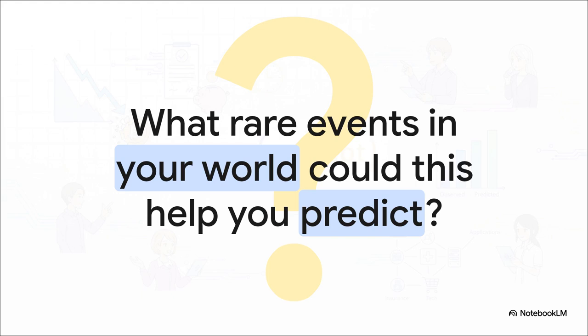So I'll leave you with this question. Now that you have this powerful way of thinking, what are the rare events in your world that this could help you understand? Maybe it's the number of new sales leads you get each week, or the frequency of bugs in a piece of software. You now have a tool to find that predictable rhythm that's hiding inside all the random noise.